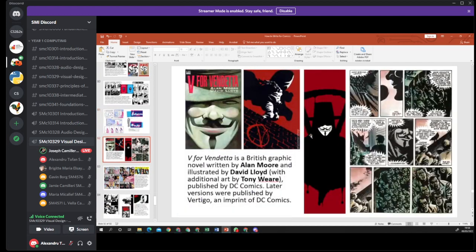V for Vendetta, also an important iteration in comic history. We see here an interesting take on the story of the attempt to explode Parliament by Alan Moore and David Lloyd, and these guys came up with the character of V. V was the guy who wanted to destroy Parliament, in a futuristic London. It was made into a film, also a very successful film with a couple of very strong actors. It was published by DC Comics, later on by Vertigo.